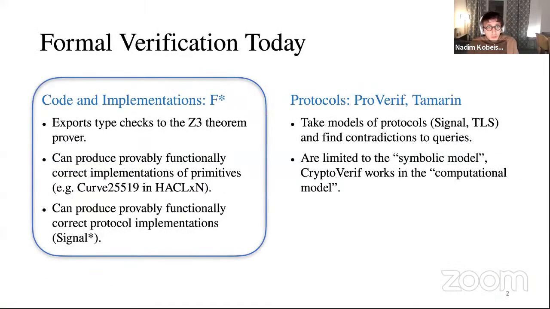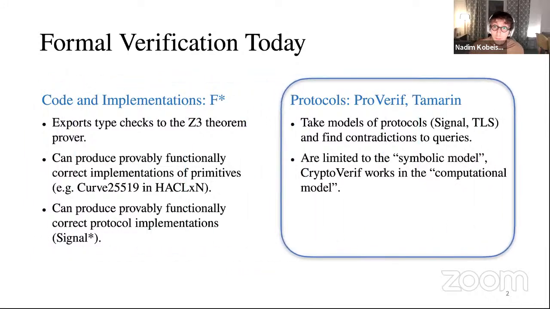So the preceding talk gave an excellent overview of the state of formal verification today. We have programming languages like F-star that tie an ML-like programming language with SMT theorem provers to get a state where types are proofs. And there we can produce functionally correct, side channel resistant primitives, such as the ones included in HACL*, and also fully functionally correct protocol implementations, such as the Signal* implementation of the Signal protocol.